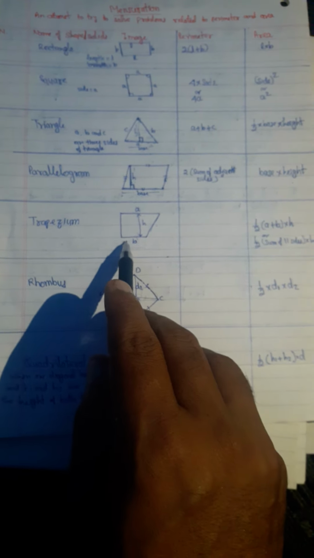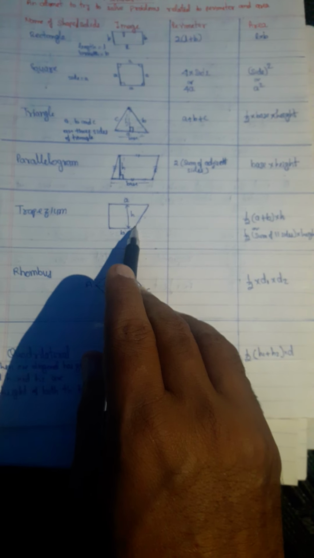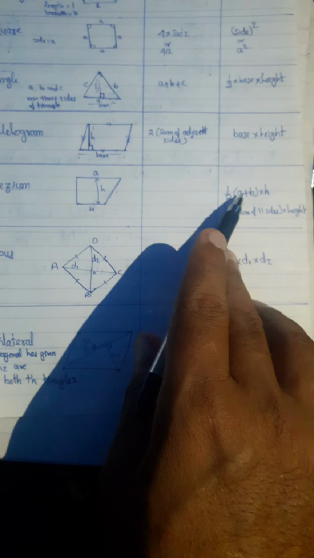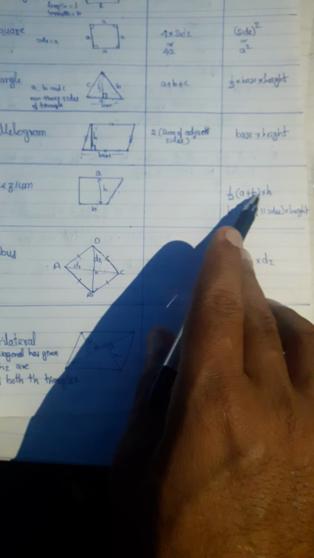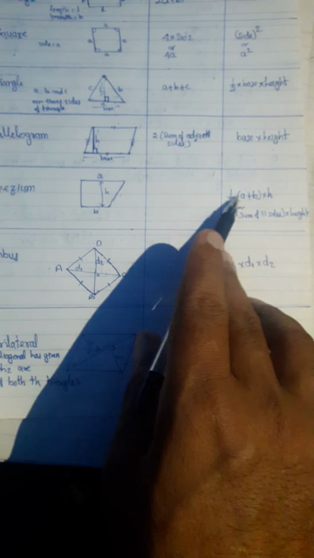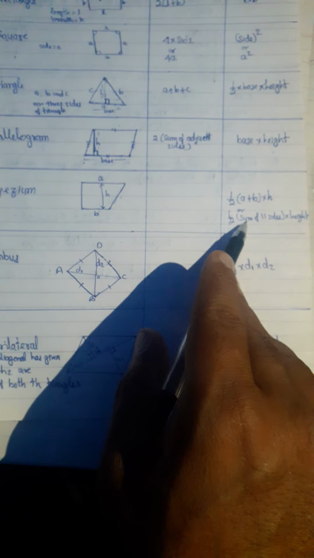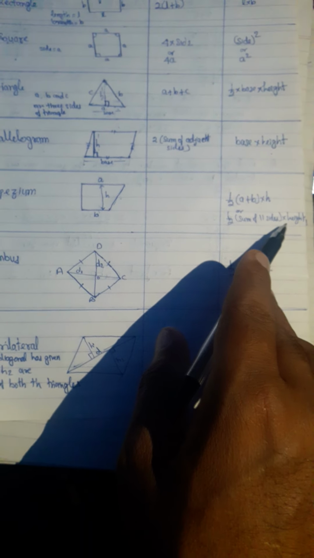If we want to find the perimeter, we simply add this side plus this one and this, all 4 sides, and that is the perimeter. But there is a fixed formula for the area of the trapezium. Area of trapezium is 1/2 (A plus B) into H. A and B are the parallel sides, so we can say 1/2 the sum of parallel sides into height.